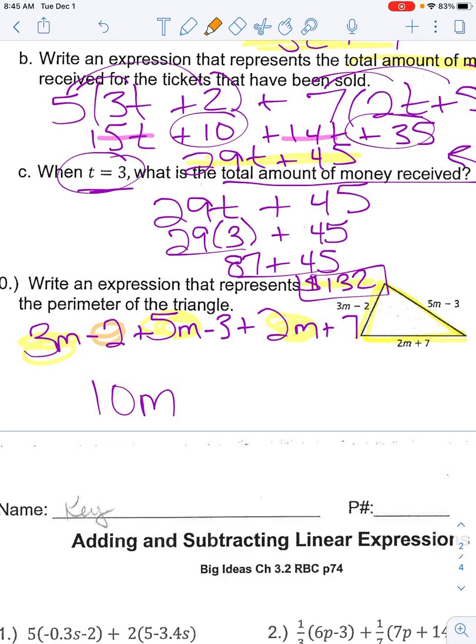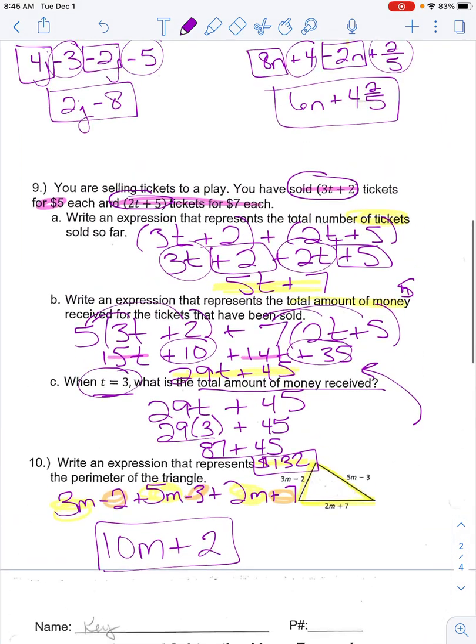And then we have a -2, a -3. That's a -5 plus 7. -5 plus 7 is a +2. There's the perimeter of the triangle.